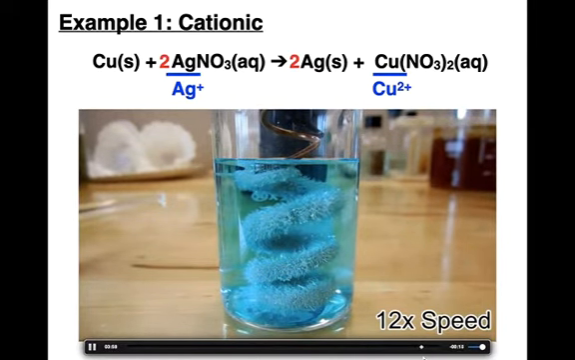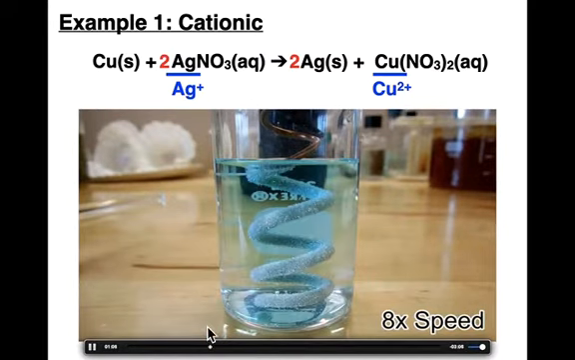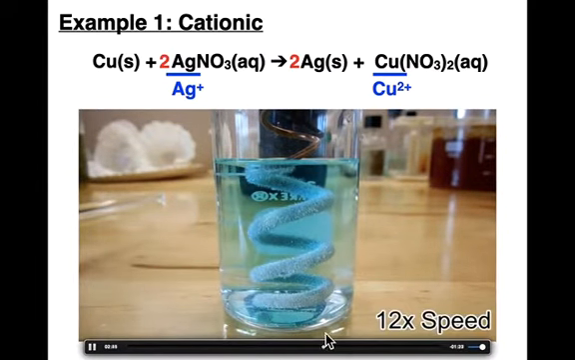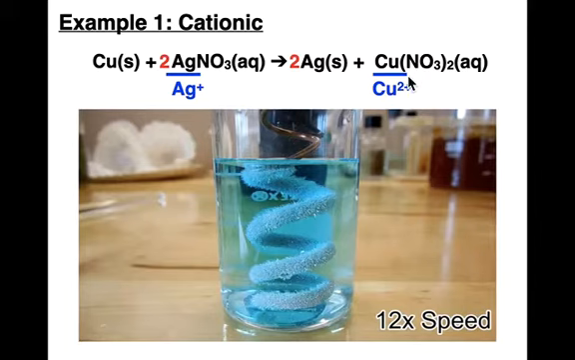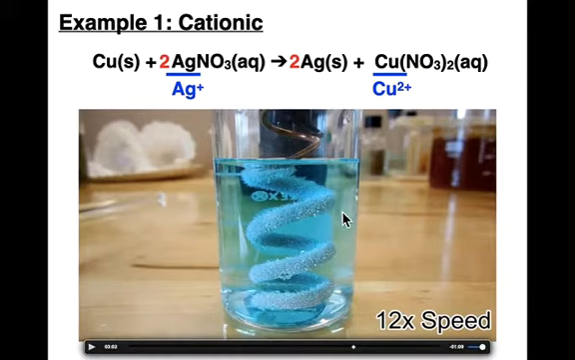Now notice that the solution is turning blue. Here, no color. Now it's blue. And it's blue because copper nitrate is a blue solution. Copper solutions have a characteristic blue color.